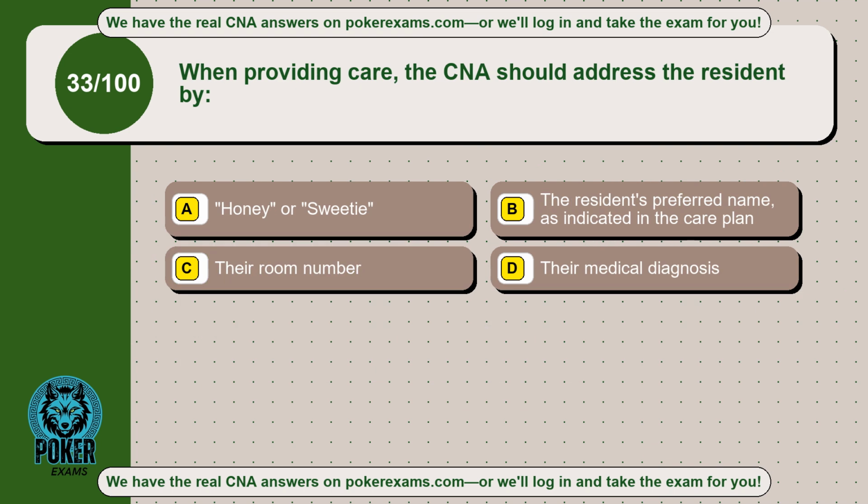Question 33. When providing care, the CNA should address the resident by Option A, Honey or Sweetie. Option B, the resident's preferred name, as indicated in the care plan. Option C, their room number. Option D, their medical diagnosis. The correct answer is option D.